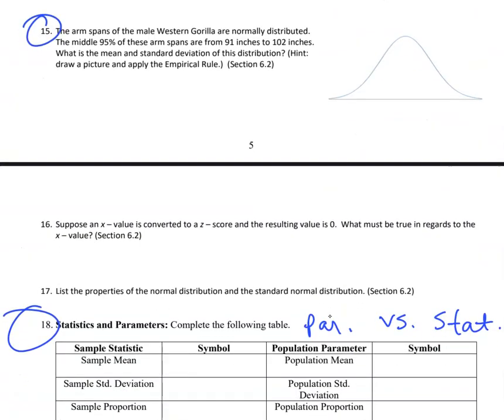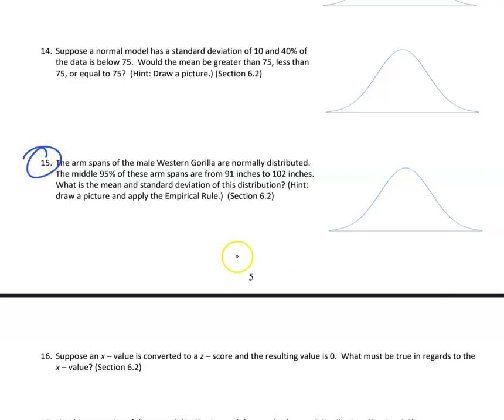Let's go down to number 15 and then we'll look at chapter 7 in the last video. It says the arm spans of the male Western gorilla are normally distributed. The middle 95% goes from 91 to 102. They want to know what is the mean and what is the standard deviation. So draw a little picture here and let's use the empirical rule. Mu we don't know, but we know the middle 95%. So notice that 95%, remember from the empirical rule, is 2 standard deviations below to 2 standard deviations above. So they're telling you that that spans from 91 to 102. And they want to know what is the mean and the standard deviation.